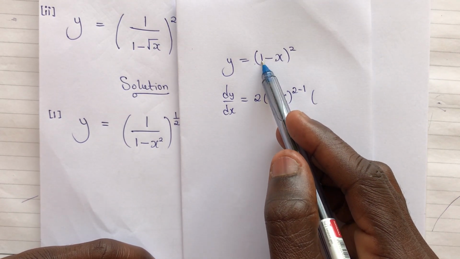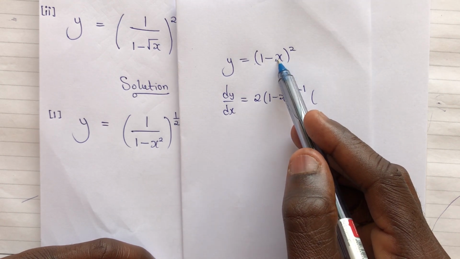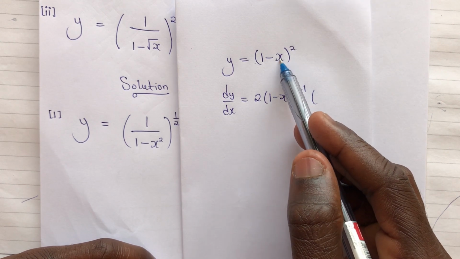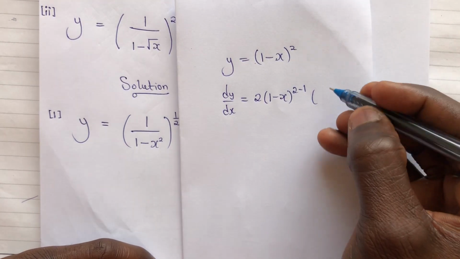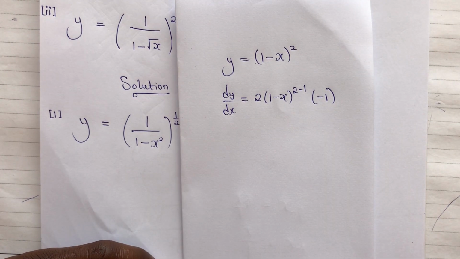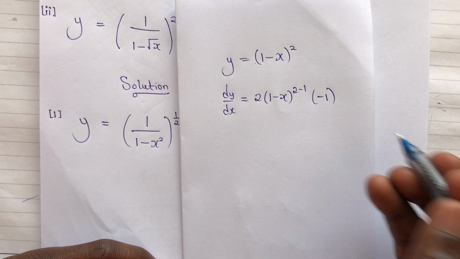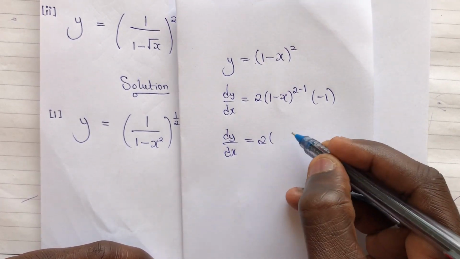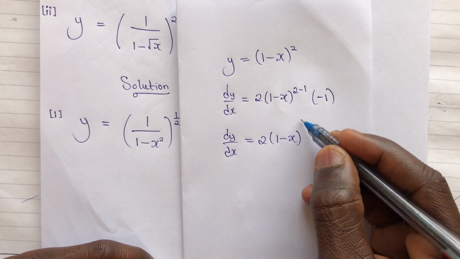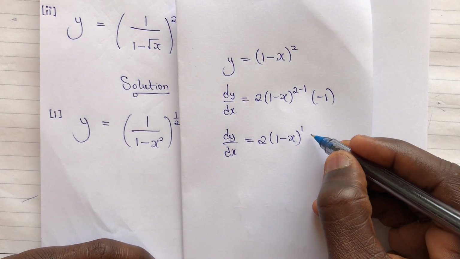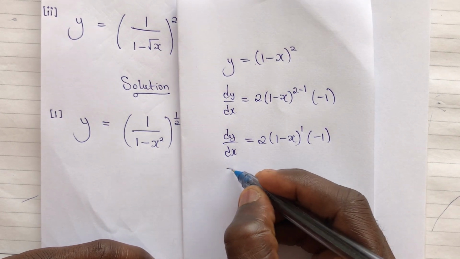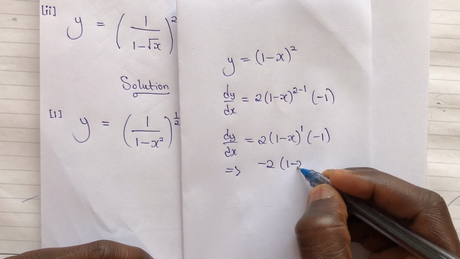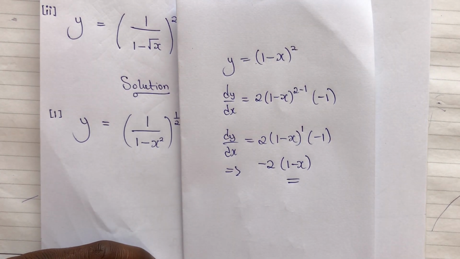When I differentiate 1, the result is 0. When I differentiate x, the result is 1, so with the negative sign we have negative 1. Times this one, we have negative 1. That is it. So I can just simplify the result. I have dy/dx giving me 2 times (1 minus x) to the power 1, which I don't need to write, times negative 1. So this result is equal to negative 2 times (1 minus x). And this is your dy/dx.